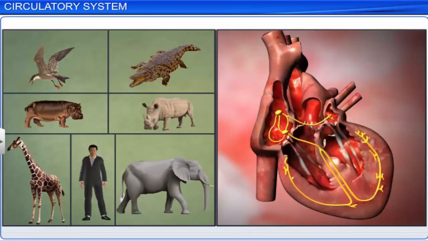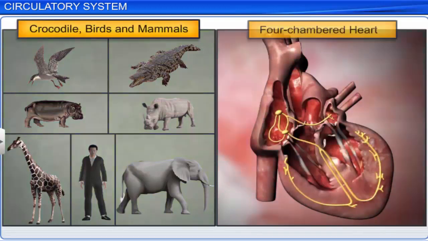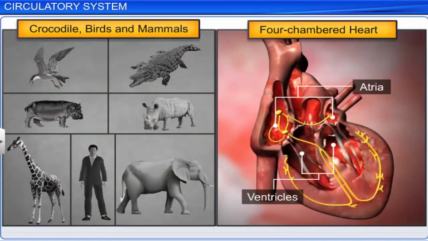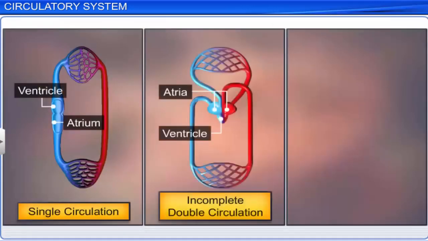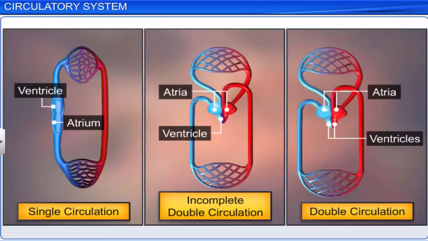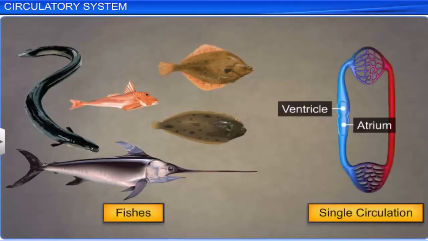On the other hand, all crocodiles, birds and mammals have a four-chambered heart comprising two atria and two ventricles. The blood circulation in these animals also differs due to the difference in the number of chambers. For example, fishes exhibit single circulation.